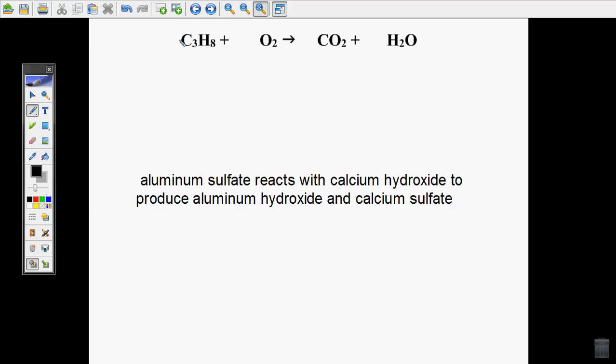Okay. This is some sort of alkane, a carbon-hydrogen compound, plus oxygen gas, giving me carbon dioxide and water. So this is combustion. So I'm going to do my carbons first. I have 3 carbons here. I need 3 here. I have 8 hydrogen. I need 8 hydrogen here.